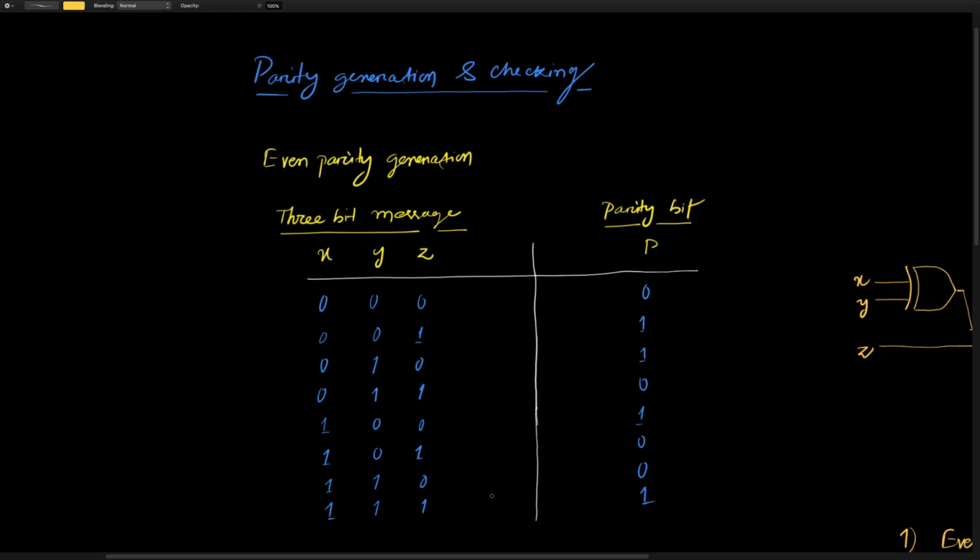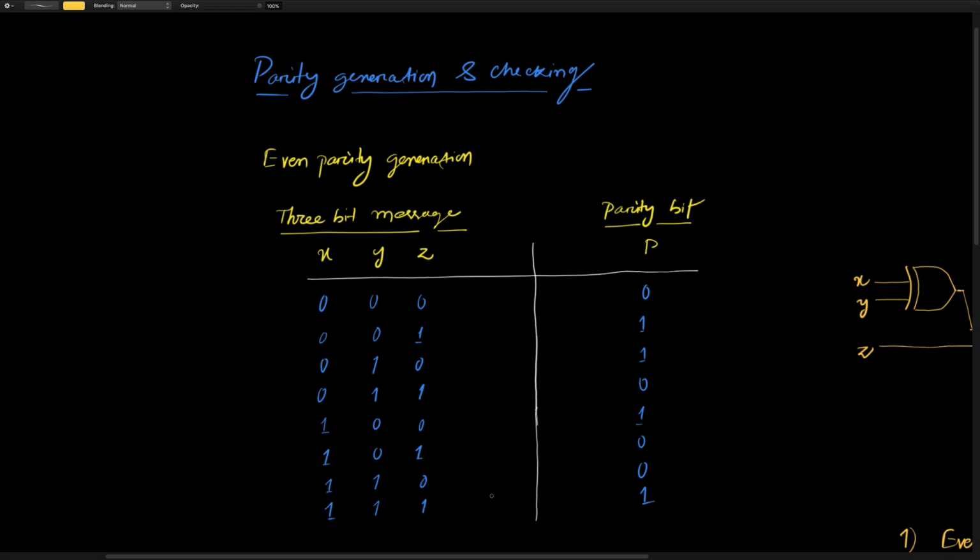Next, we are going to study parity generation and checking. I have already given you a small idea about why the parity bit is used, and that was just for checking errors and rectifying them if that is possible. But for this particular example, we are going to study only parity generation and checking, but not rectification. We will rectify this error in later subjects.